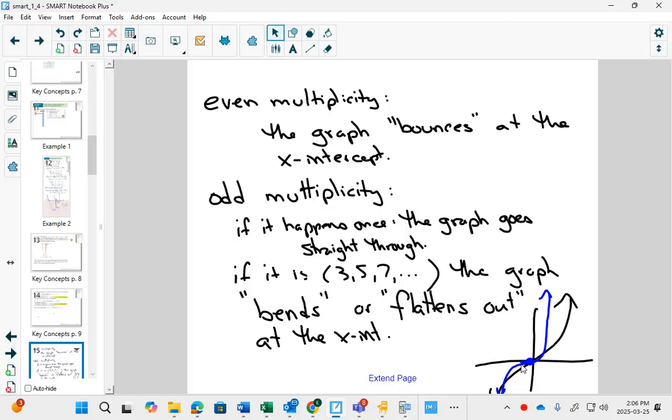So this is the last thing that's going to help us graph. We're going to draw all of our x-intercepts. We're going to think about our end behavior, and then we're going to add bounces and things flattening out if that happens.